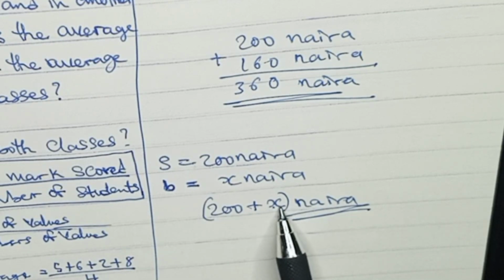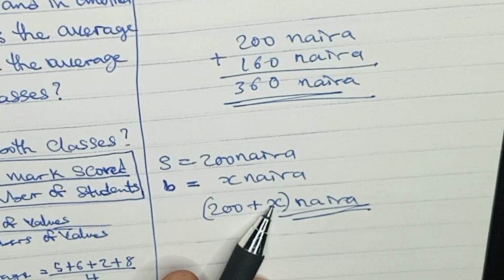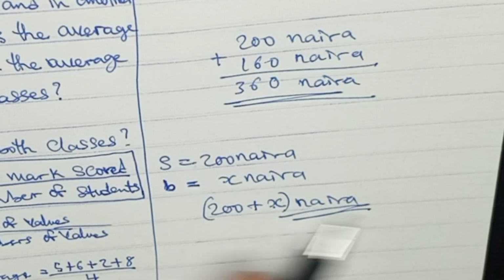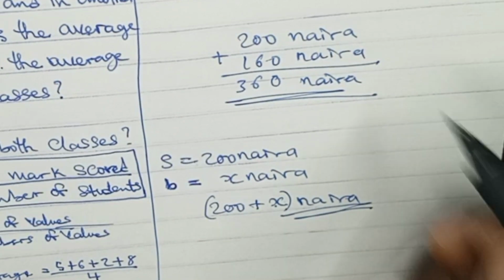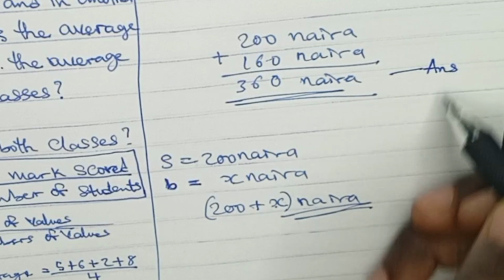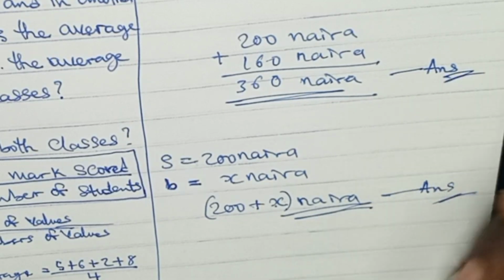If the value is 1, we put 1 here. If you add 1 to 200, it will give us 201 naira. So here we just write 200 plus X, and that is our final answer. So this is the first answer, and this is the second answer.